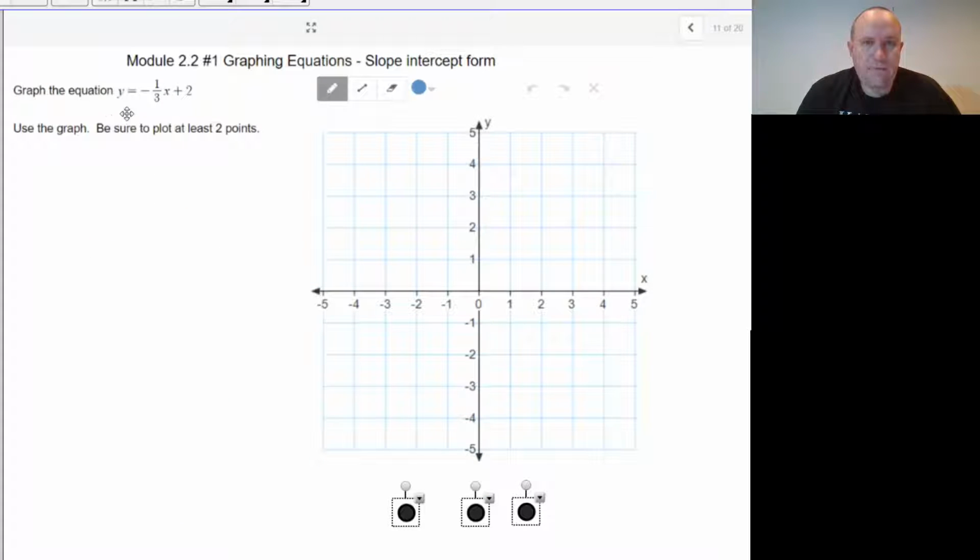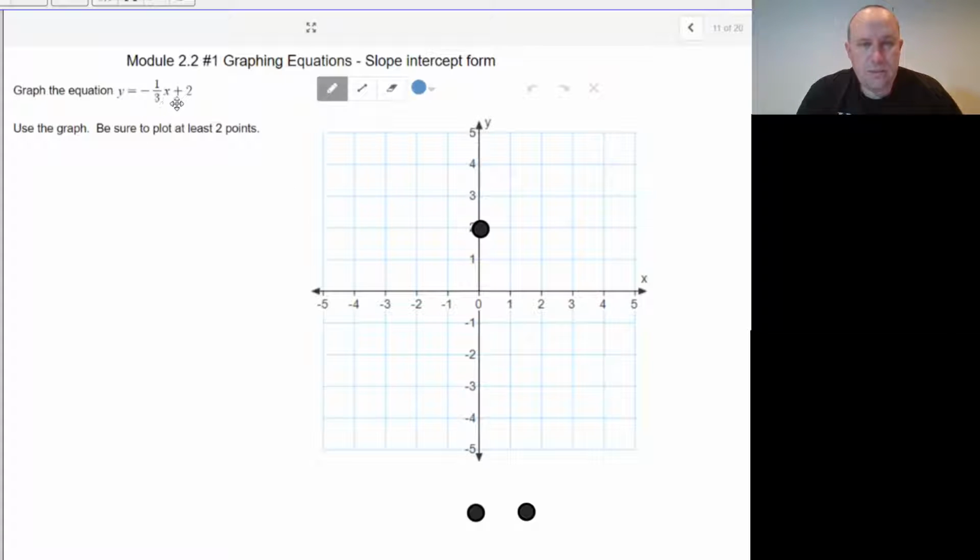So, first of all, graph the equation negative 1/3 x plus 2. Now, unfortunately, I can't show you the Desmos screen because it doesn't work as well on mine, so mine's just a picture. So if I'm plotting this, I'm going to start with that number that doesn't have the x next to it, the positive 2. So I would go to positive 2 on the y-axis, and that would be my first point. You'll actually just click on a dot and it will draw it for you.